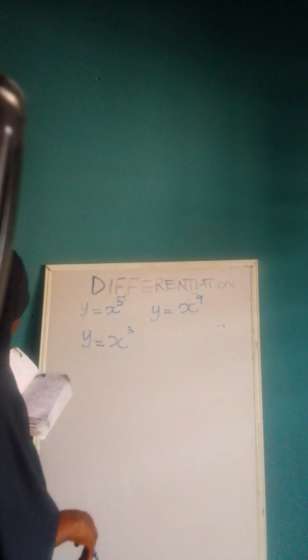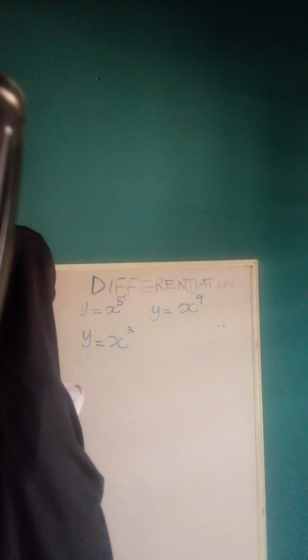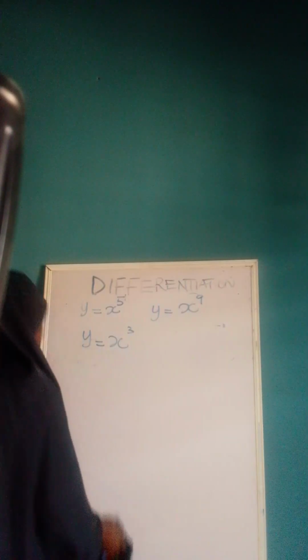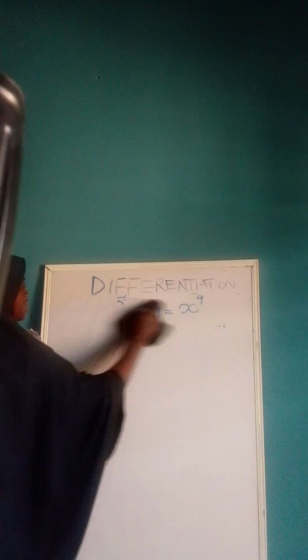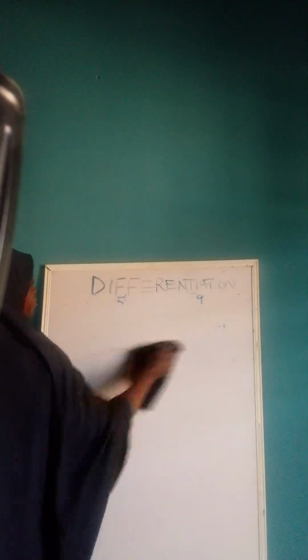So the third rule that we are going to discuss is the constant multiple rule.